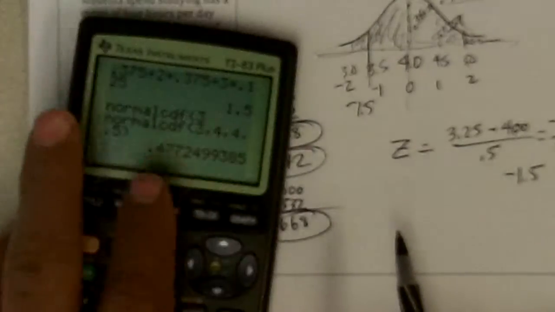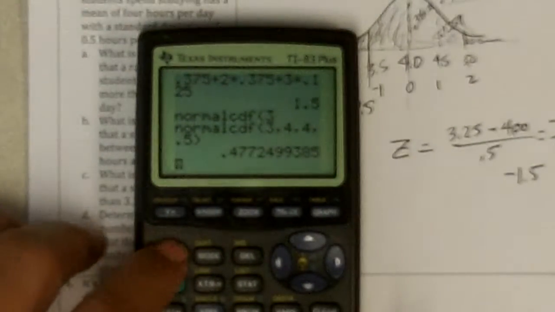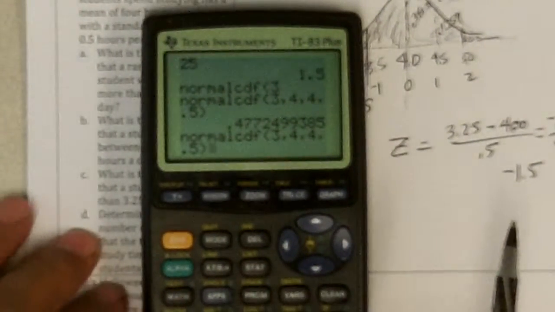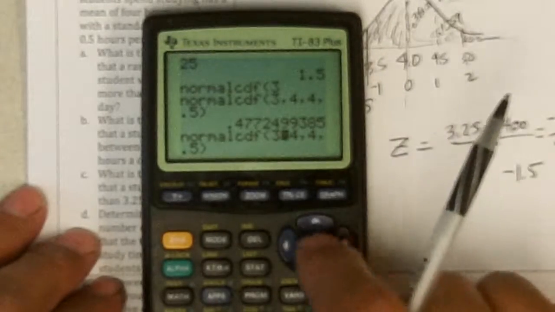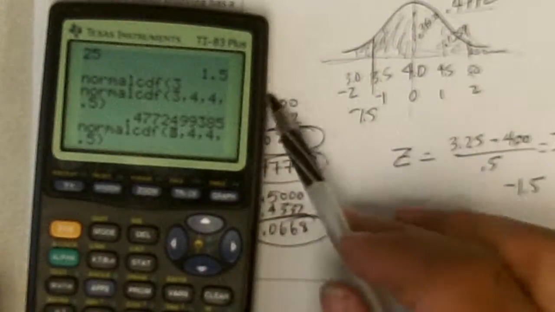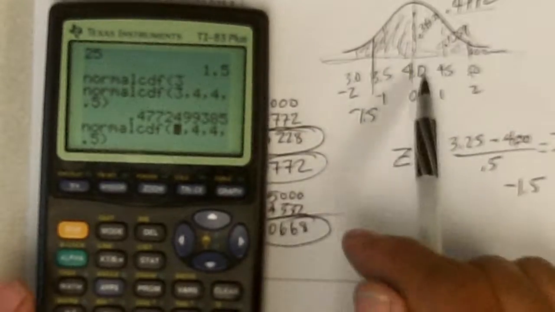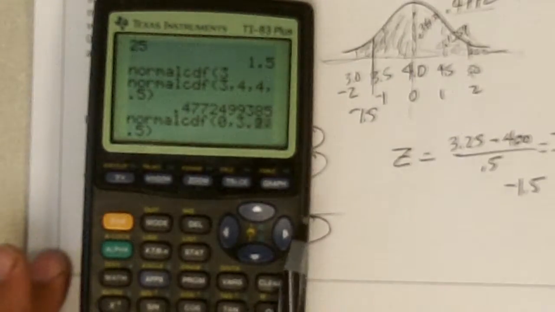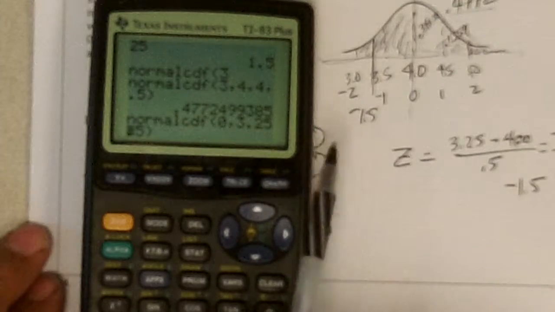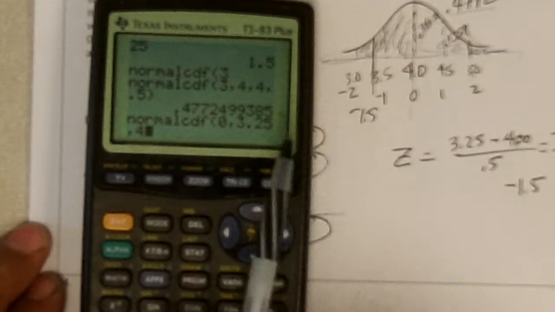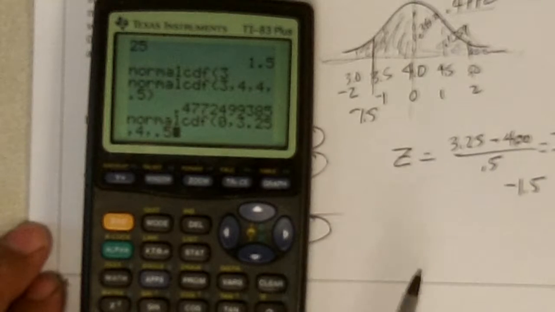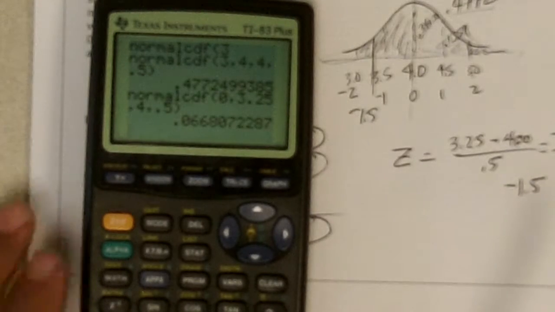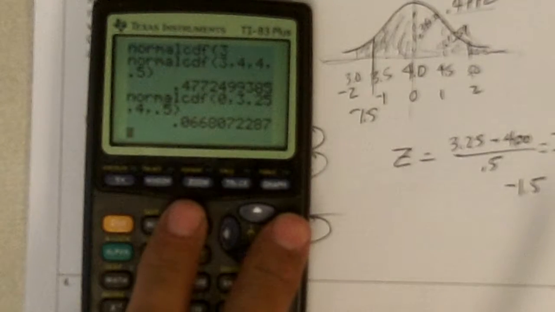Oh, and you could do that also on the calculator. We want to do from way down low here, so I'll just say 0 hours of study, up to 3.25 hours studied, comma, with a mean of 4, comma, and a standard deviation of 0.5, close parenthesis, and it tells me 0.0668.